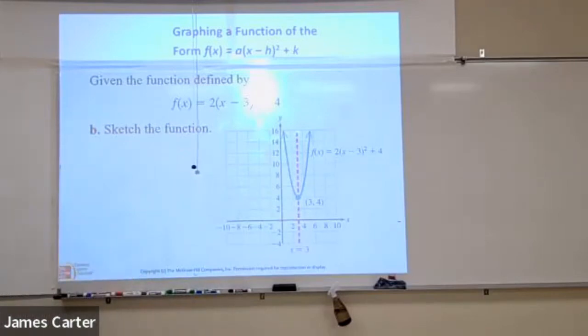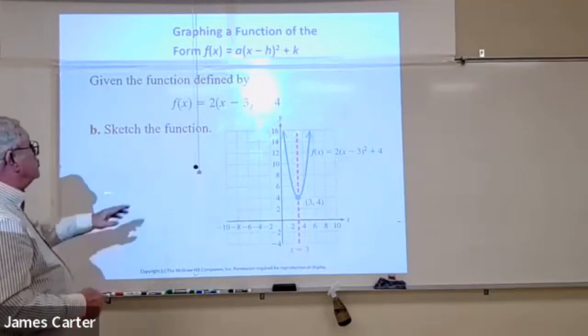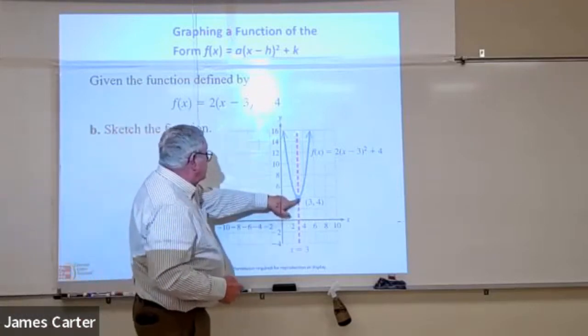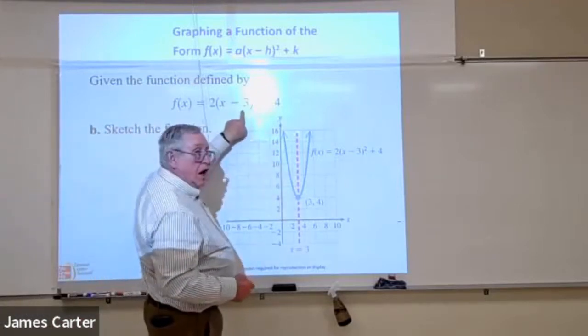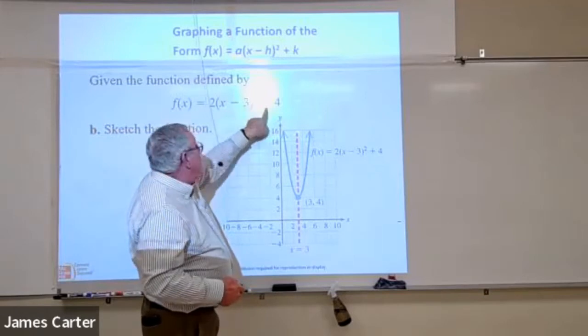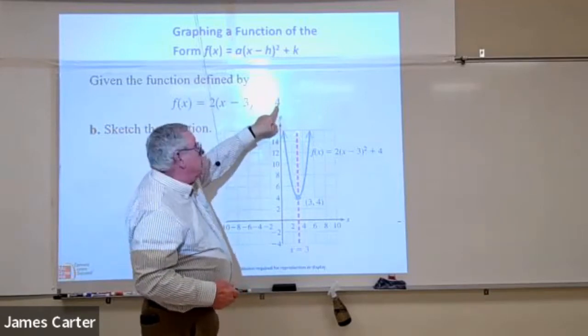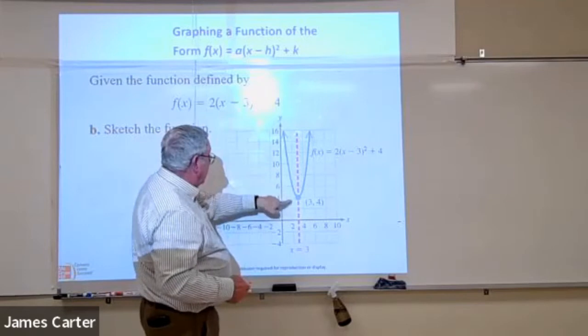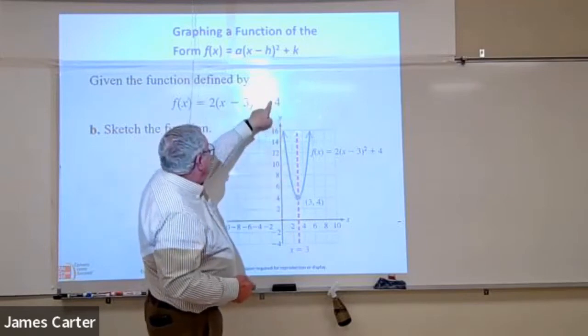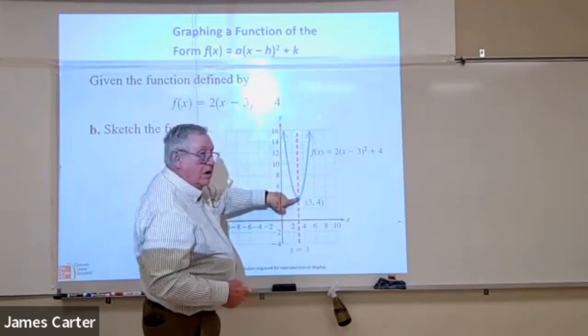So how big is 3, 4? Say what? Okay, this is what I went over before, the vertex. This is the opposite of the sign, so this is the x value, opposite of the sign, 3. And then there's the y value, up 4.